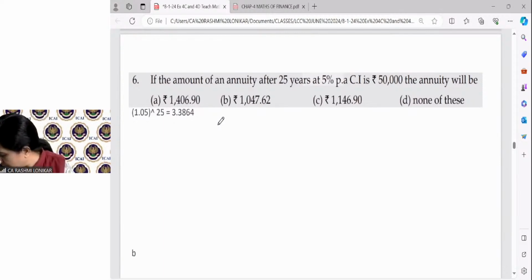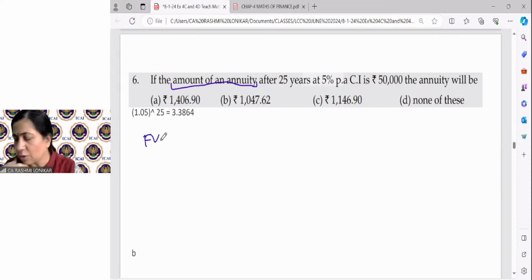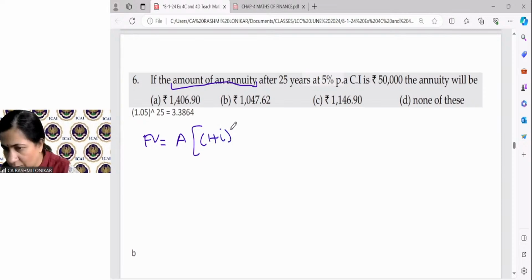Find the amount of annuity. Okay, again amount of annuity. What should it be? Future value or present value? Quickly put it in the chat box. What should I write? Future value or present value? Yes, very fast. Sixth question. Yes, very good, very good. Anuj. So, future value. Future value will be what? A into 1 plus I raised to N minus 1 upon I.